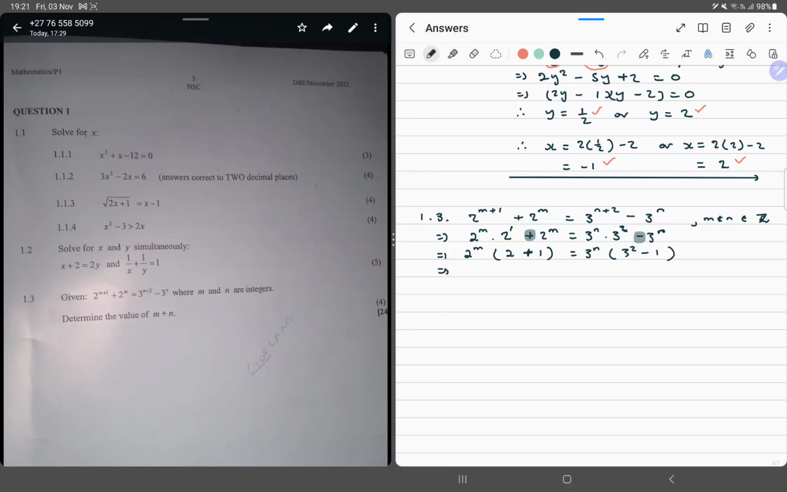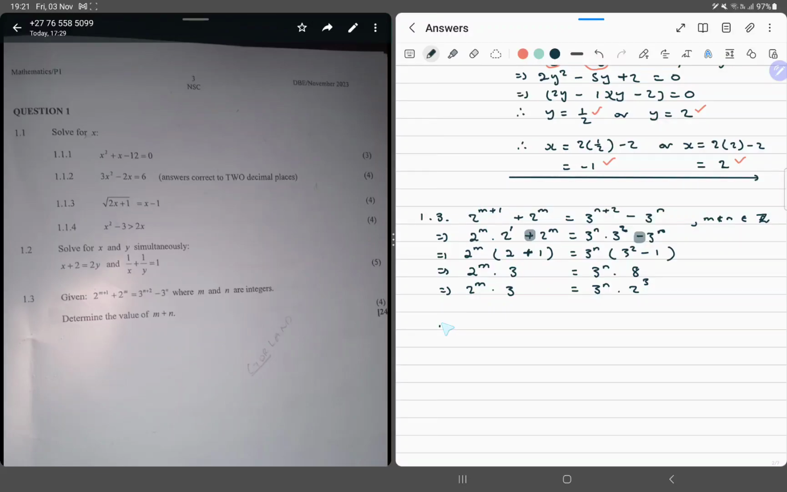Nice. Now we simplify this bracket, so we've got 2 to the exponent m times, this is basically 3, which is equal to 3 to the exponent n times, this is 9 minus 1 is 8. Okay, so we can see here this base and that base are fine, but now we've got a base 2 there. We can express 8 as a base 2. So this implies that 2 to the exponent m times 3 is equal to 3 to the exponent n times 2 cubed. Now we can see this one and that should be okay, and this one and that should be the same if we have this situation here.